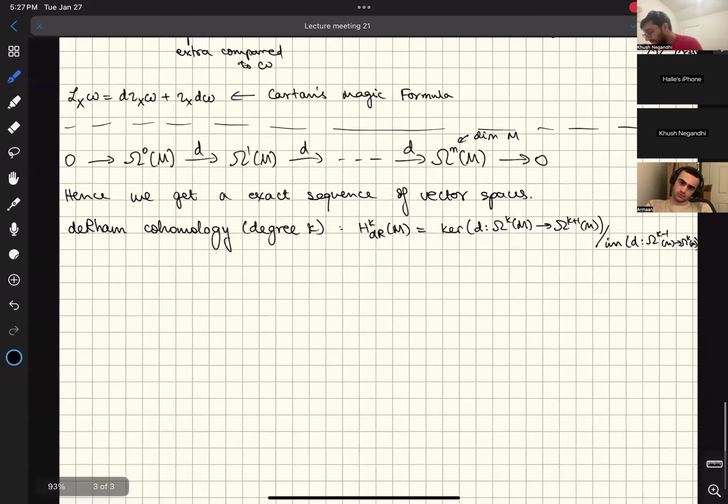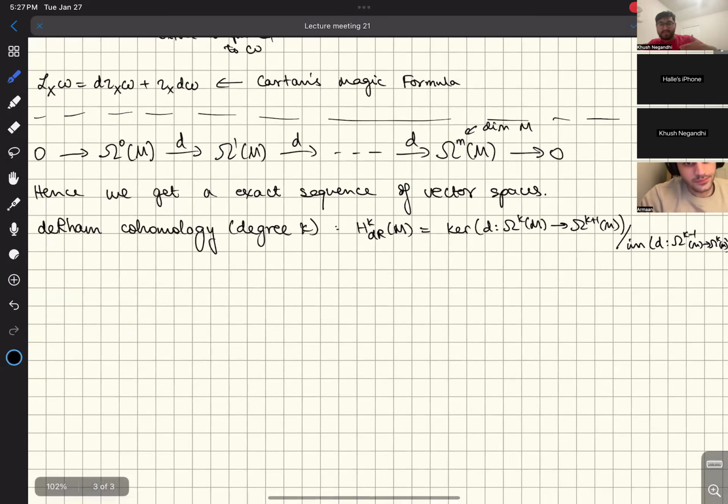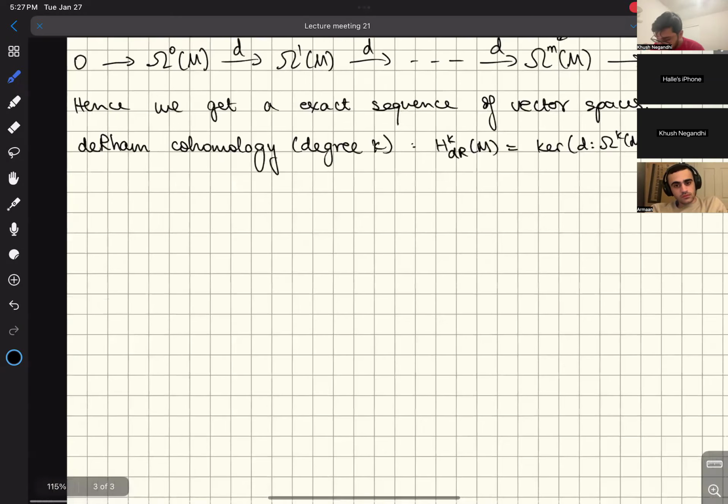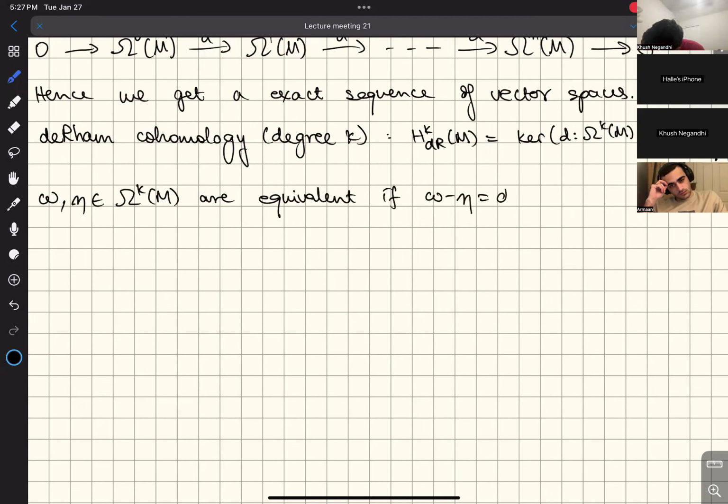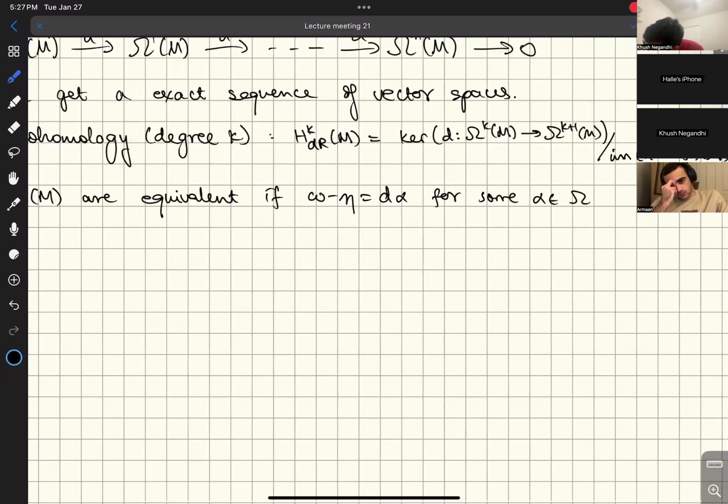Okay. So basically, that's all I'm doing. I look at the kernel and I look at the image, and then I quotient out whatever. So if anything, actually, let me write this out. Omega and eta in this are equivalent if omega minus eta equals d alpha for some alpha, a k minus one form.